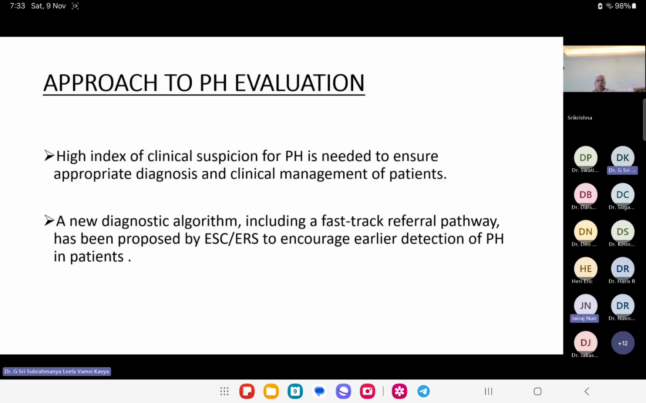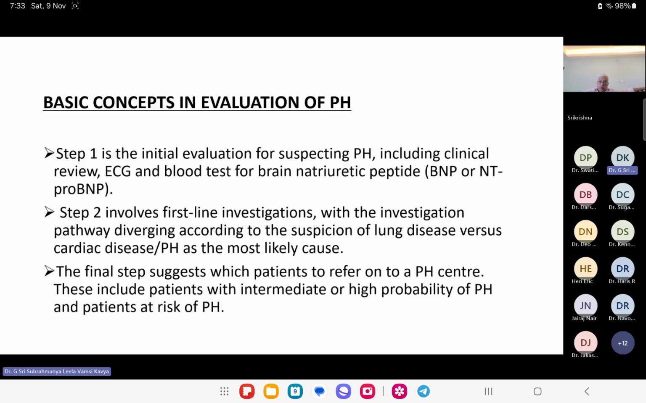The basic concepts in evaluation include 3 steps. The first step is the initial evaluation for suspecting PH, including clinical review, ECG, and blood test for brain natriuretic peptide. Step 2 involves the first-line investigations, with the investigation pathway diverging according to the suspicion of lung disease versus cardiac disease. And the final step suggests which patients to refer on to a PH center. These include patients with intermediate or high probability of PH and patients at risk of PH.